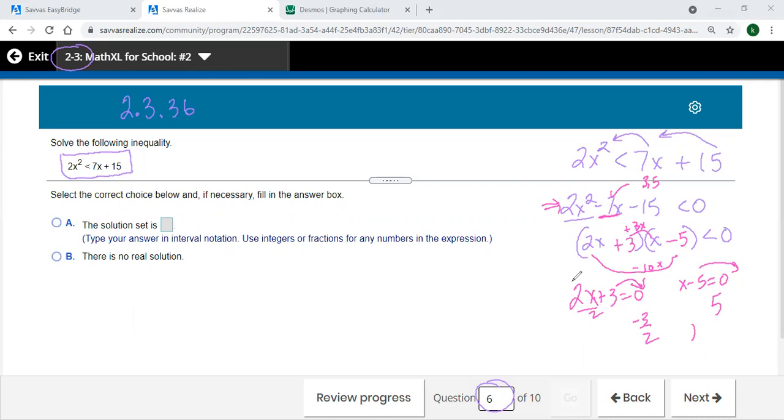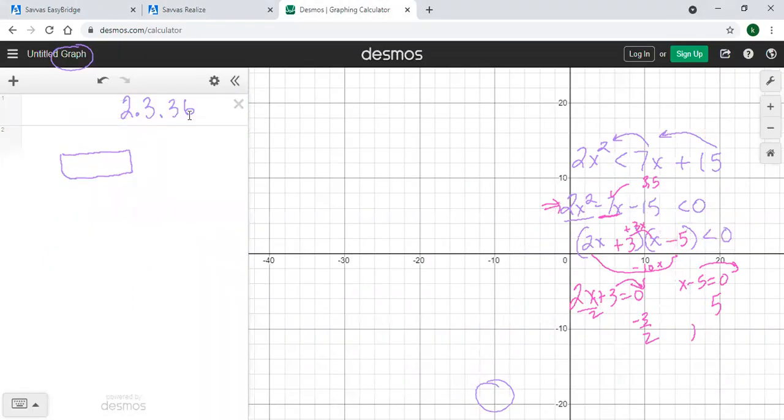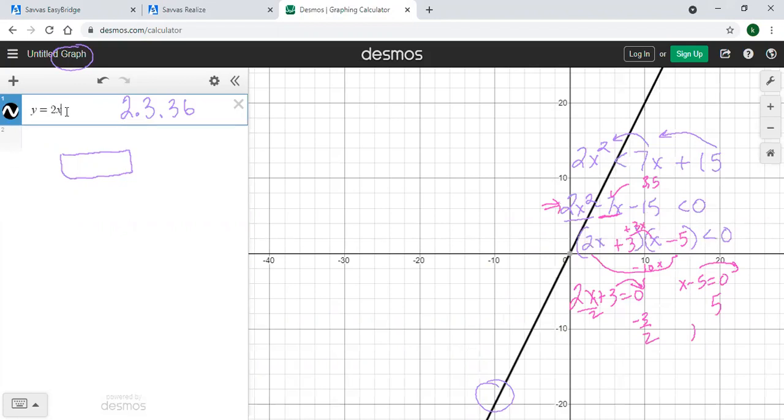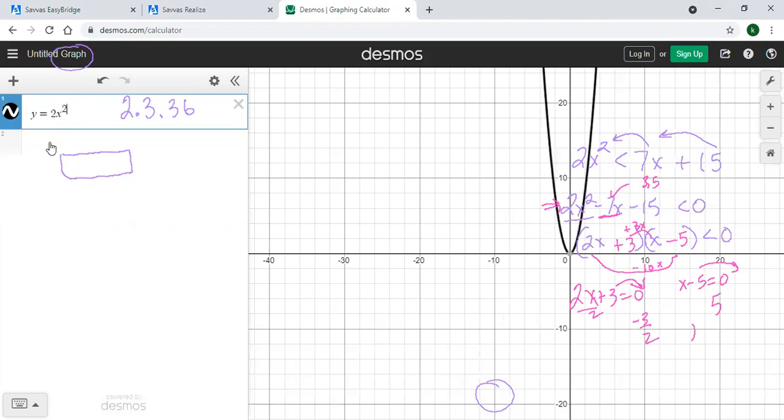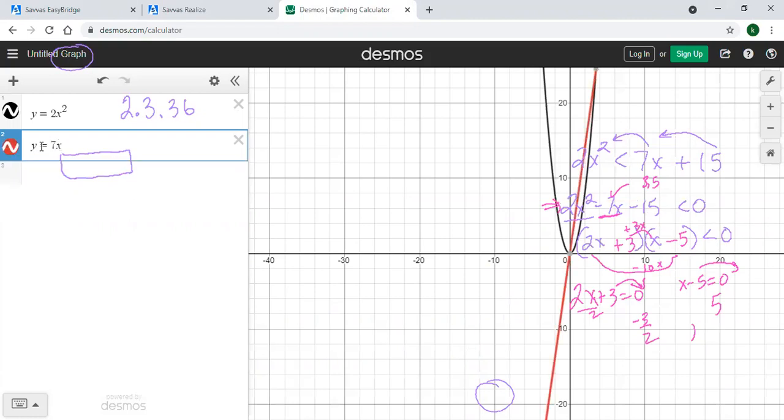But let's just take a look at Desmos, and I'll show you how you could use that to help solve these problems as well. Hop on over to Desmos here. Let's get rid of that problem that was in there. And what we're going to do is put in y equals the left side, which was the 2x squared. And then we're going to put a second equation in for the right side, y equals 7x plus 15.